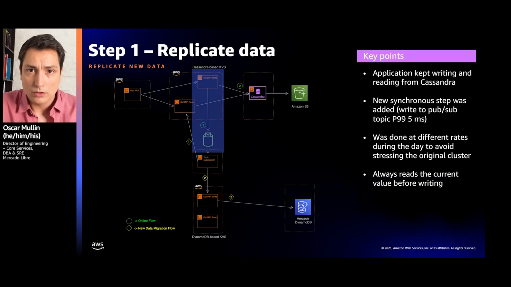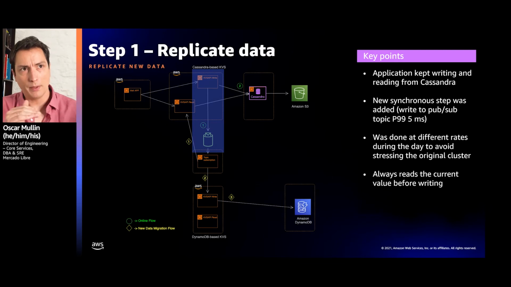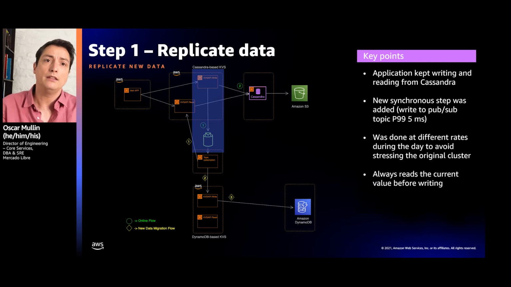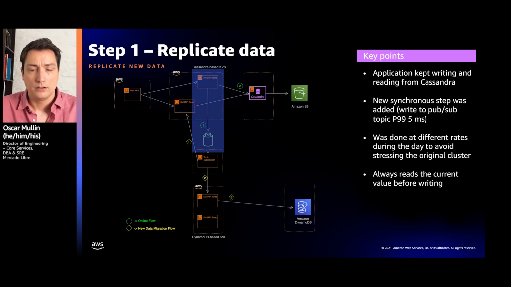As data was going into Cassandra, we wanted to replicate that data to DynamoDB. So we added a synchronous step in the write, adding a little bit of latency, but we did some chaos engineering and made sure that that was not a problem for our API. So basically, any new request that was going to write something into Cassandra, first it would write something into our internal PubSub solution, and then write the value to Cassandra. This was synchronous.